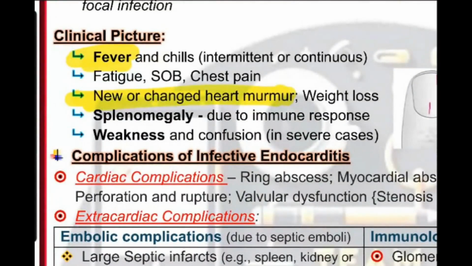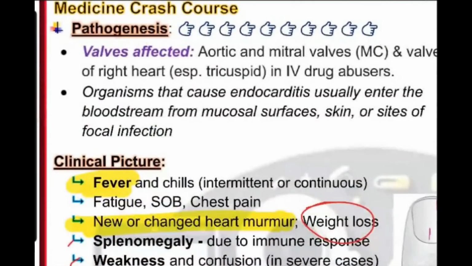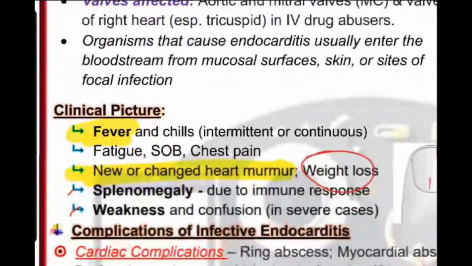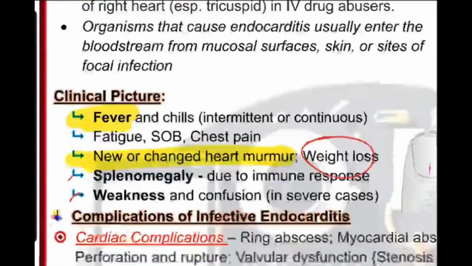Since it is a chronic inflammation, weight loss will be present, splenomegaly will be present, and weakness too. Main things are fever, new or changed heart murmur, and weight loss.